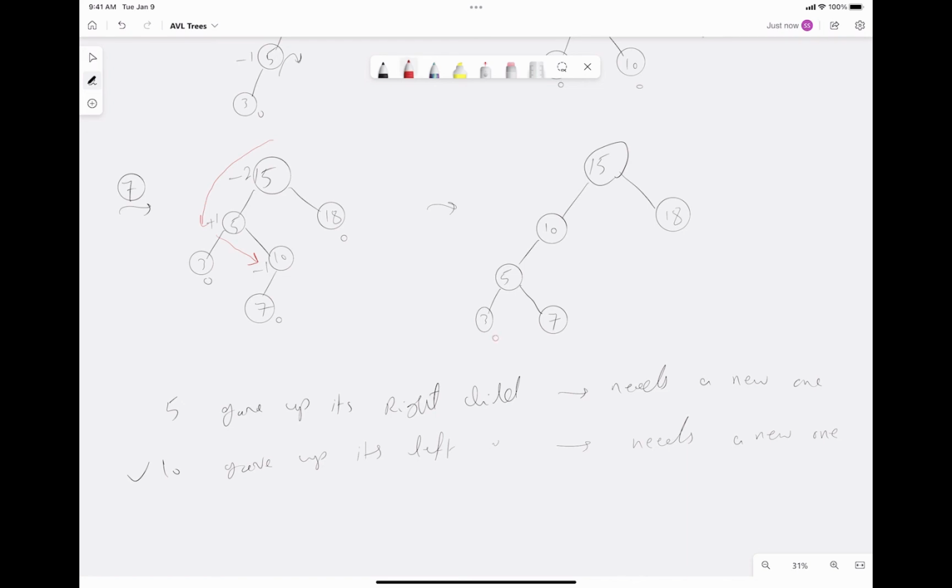So we have 3, 7, and for 18 it is going to be 0. For the 5 also it is going to be 0. Now for the node 10, as you see here, it is going to be -2 because the difference is again right and left. For the 15 also it is going to be -2.